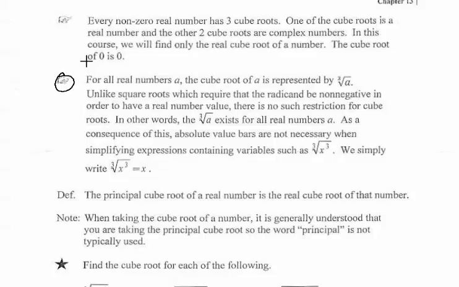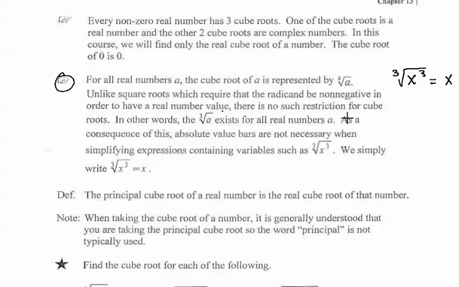Alright, so here we have a second comment about cube roots, and what they're trying to point out to us is that we don't run into the same issue with variables as we do with square roots. So let's take a look at this expression that we're given, the cube root of x cubed. We can just go ahead and say that this is equal to x without having to worry about putting bars around this x here. And x doesn't have to be restricted. It can be positive or negative.